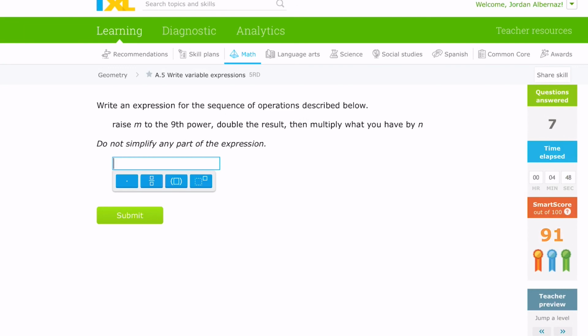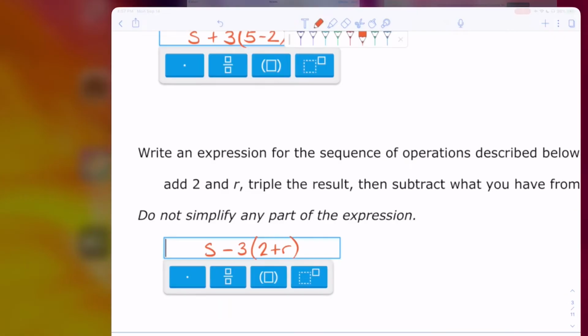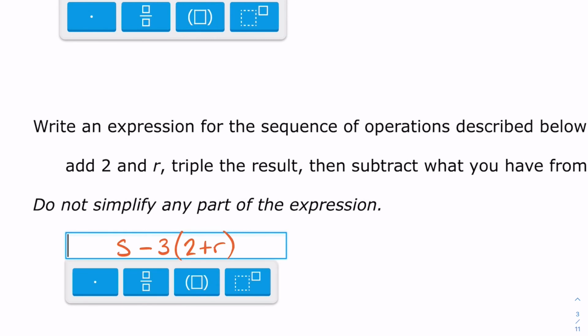And I think we're going to end it here. You can do A5, and good luck.